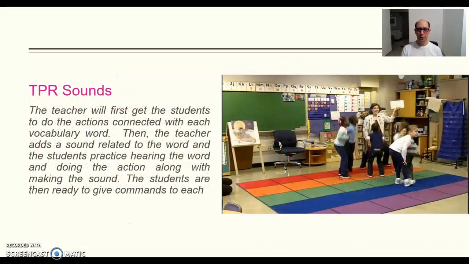And we have TPR sounds. The teacher will first get the students to do the action connected to each vocabulary word. Then the teacher adds a sound related to the word, and the students practice hearing the word and doing the action, along with making sounds. The students are then ready to give commands to each other. So there are three examples of TPR.